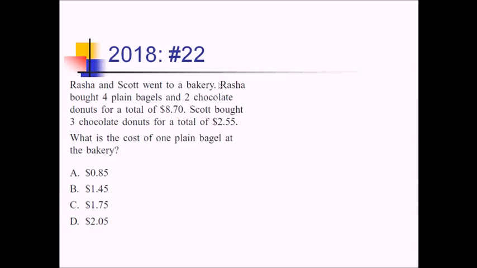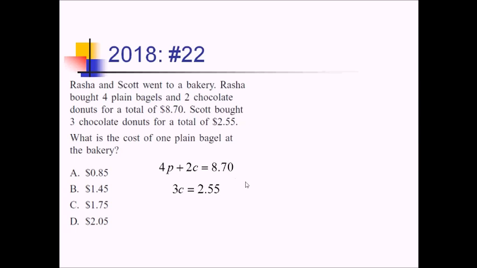So let's start with Rasha. I'm going to let P represent the plain bagels and C represent chocolate donuts. So we can here write 4P plus 2C equals 8.7. And now we need one for Scott. Now Scott's is a little bit simpler because he didn't buy any bagels, he just bought donuts. So we can just write 3C equals 2.55.